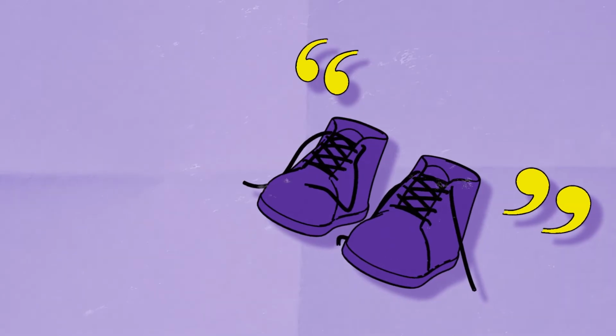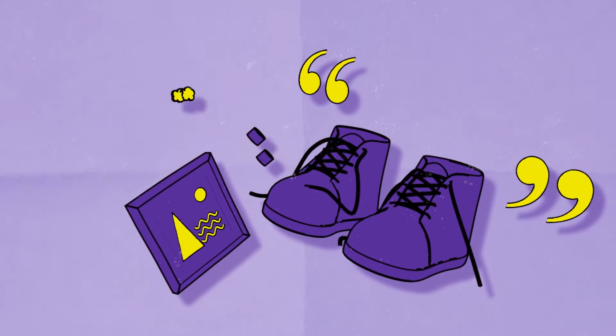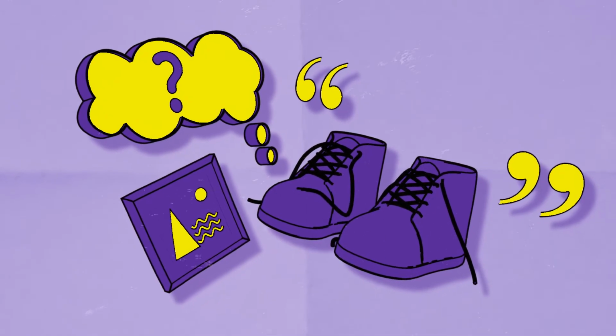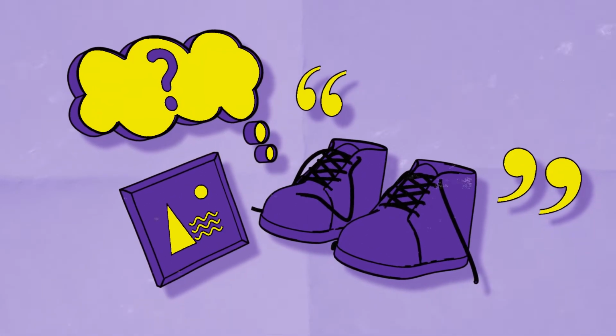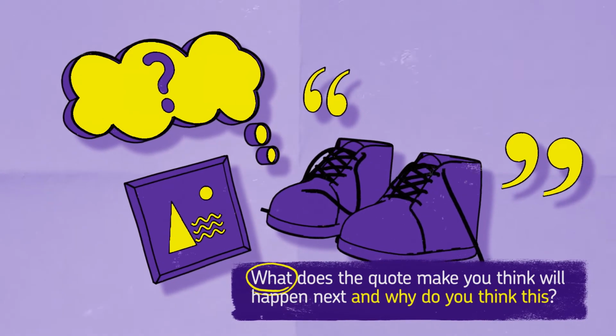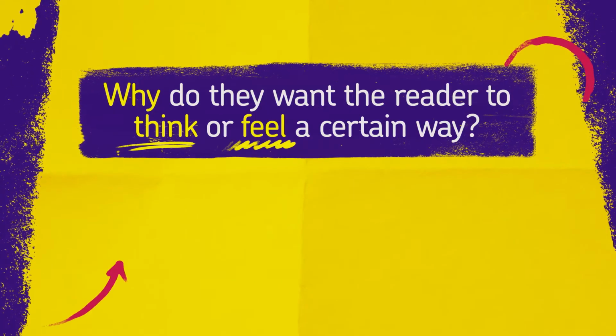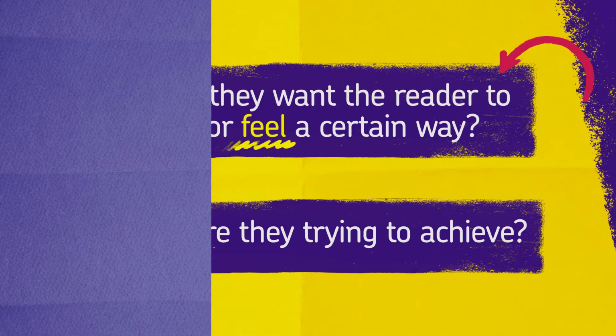A simple and effective method to explain why the writer's methods have made the reader think or feel a certain way is by putting yourself in the shoes of the character saying the quote, or in the same situation and thinking about what you would be thinking or feeling. What does the quote make you think will happen next, and why do you think this? Add detail by thinking about the effect the writer is trying to have on the reader. Why do they want the reader to think or feel a certain way? What are they trying to achieve?